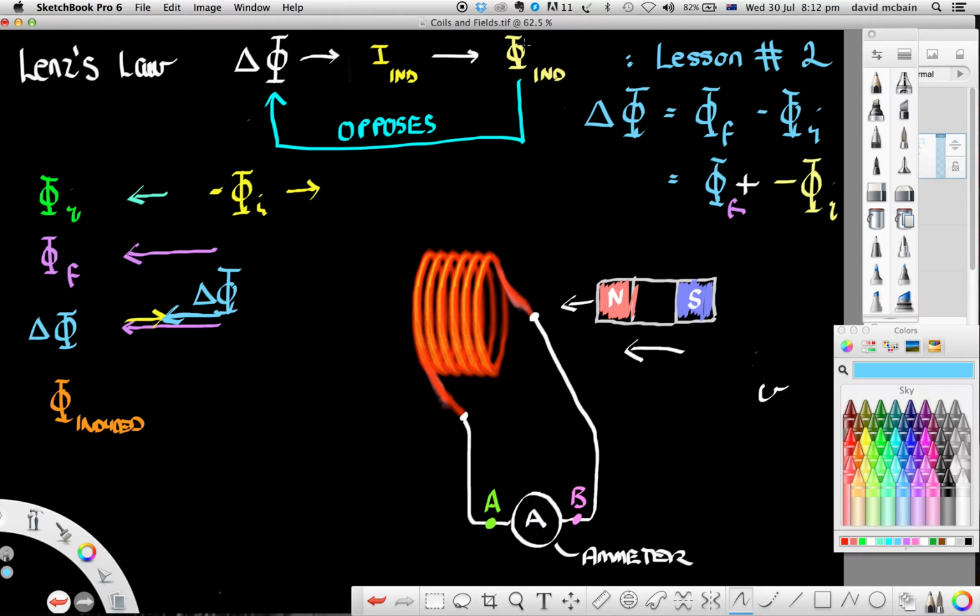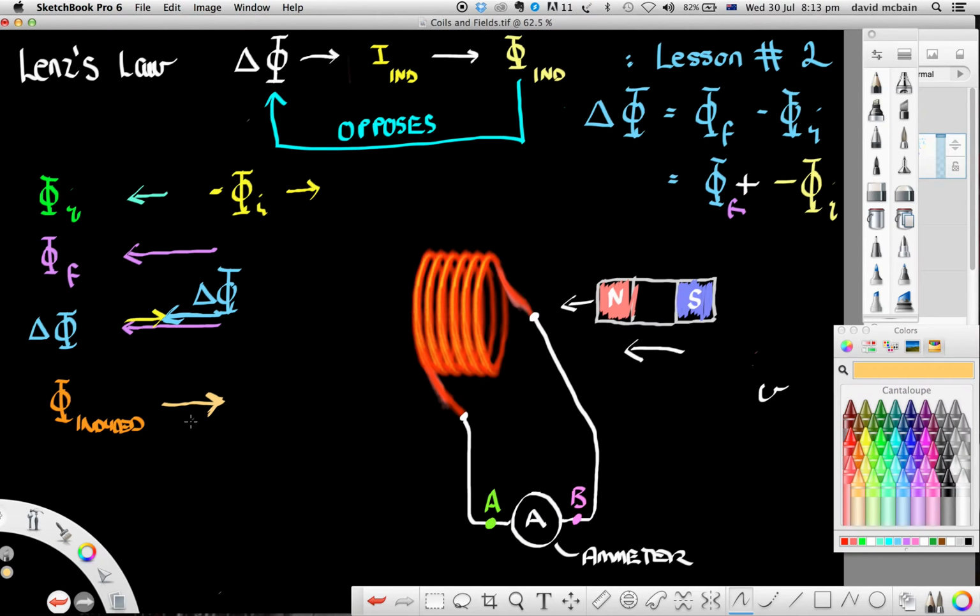That means the induced flux has to oppose that. So how do you oppose the change in flux going to the left? What does the coil do? It will produce a flux which points to the right. So the induced flux will point to the right.